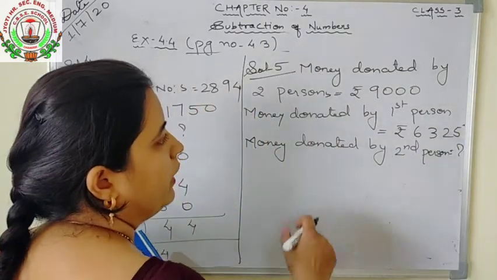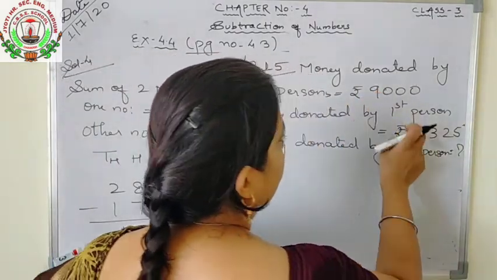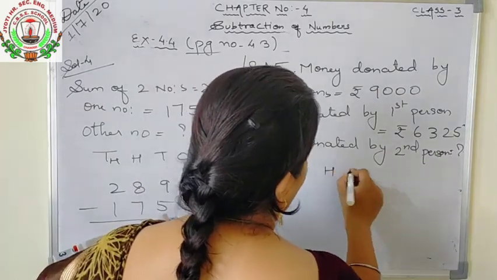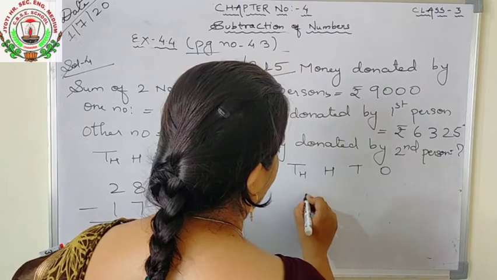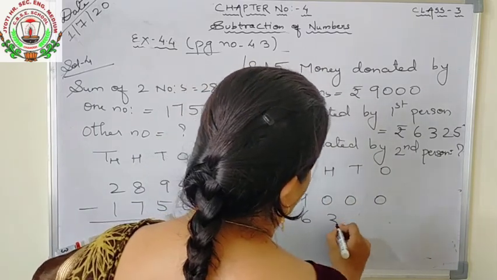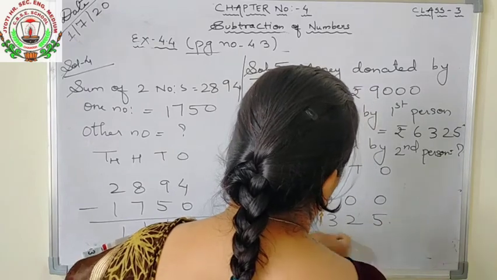So how will we find it? If we subtract these two numbers, we can get our answer. Thousands, hundreds, tens, ones. 9000 minus 6325.